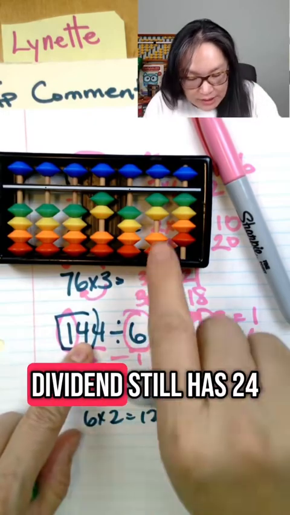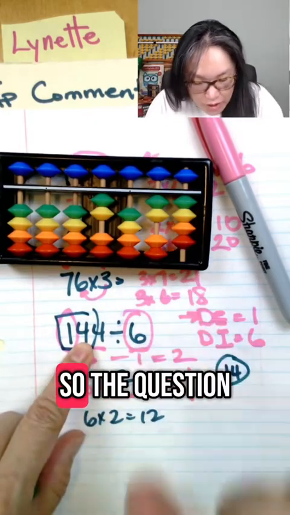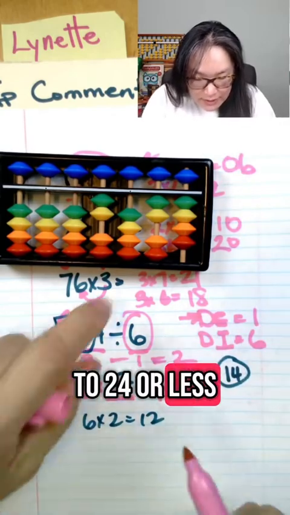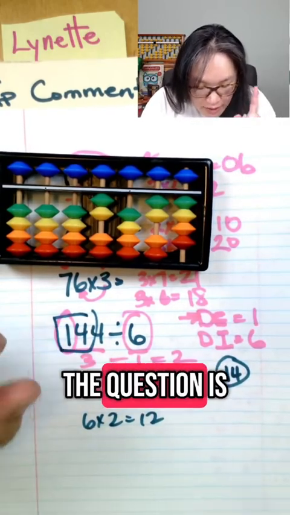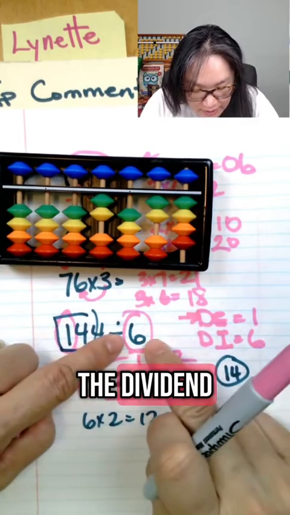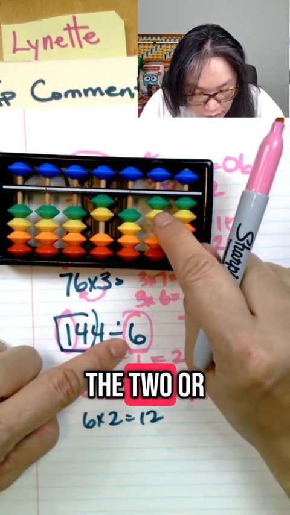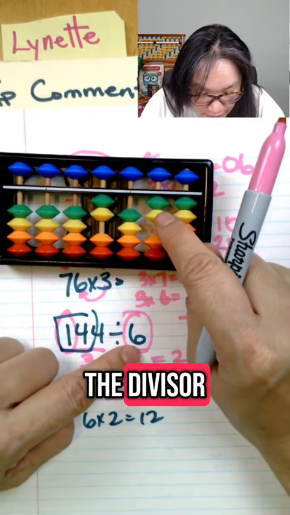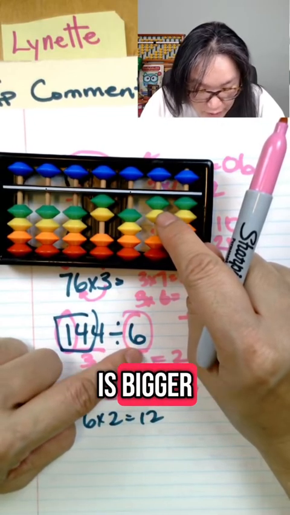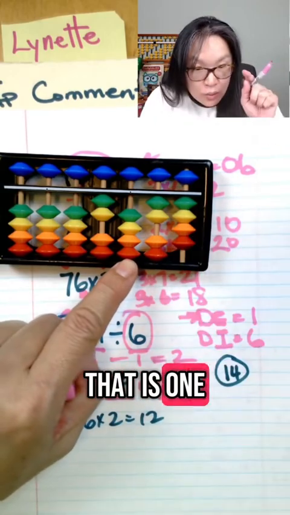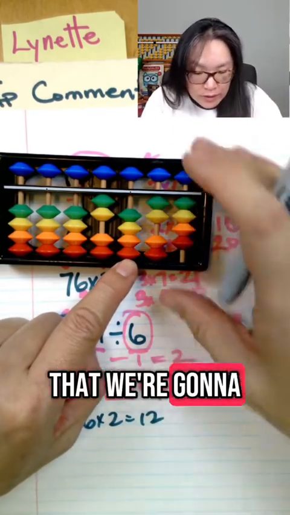So now my dividend still has 24. The question is, who is bigger? The dividend, which is this, the 2, or the divisor? Since the divisor is bigger, I put my answer here, and I'm going to take these 2 columns. That is one of the rules that we follow.